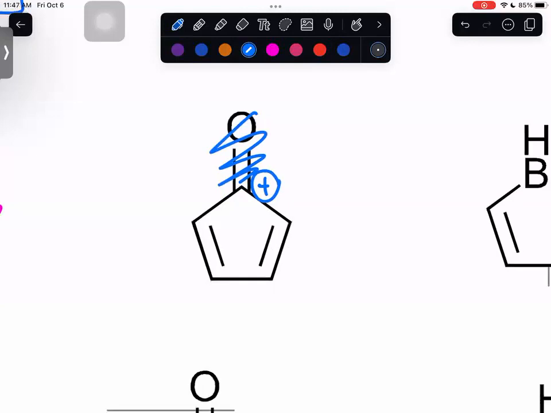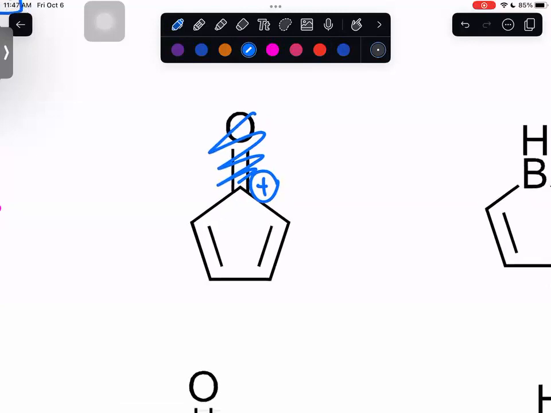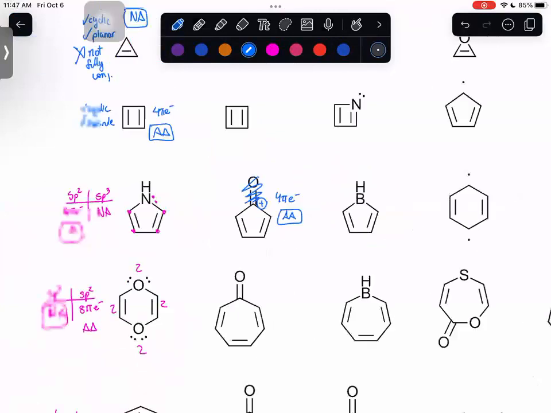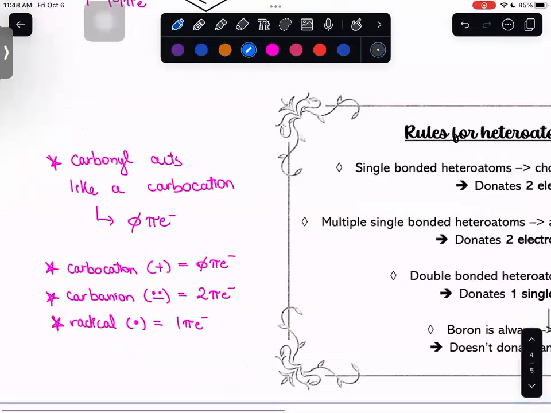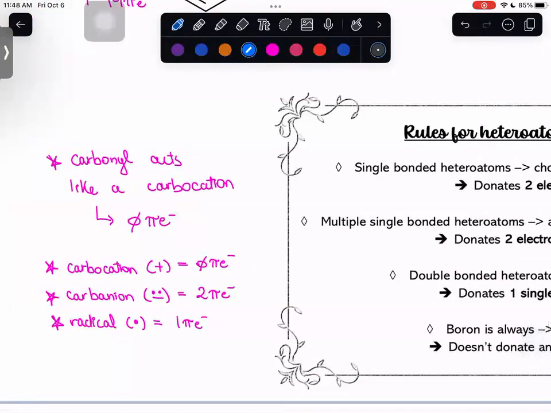So in that case, we have 4 pi electrons, which means that it's anti. Why did you cross out the O and the little bond? It doesn't contribute anything. Anything that's sticking out of the molecule is basically acting like a carbocation. This is specifically for rings. Regarding the group that you had put up, you said that, on the right side.